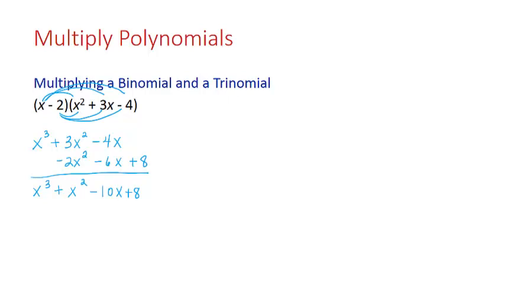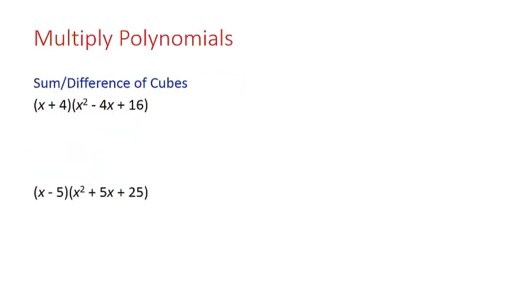Now let me show you how this extends to some special products, specifically the sum and difference of cubes. Now you don't know that's what it's called until you see the result of this particular expression. So if we have x plus 4 times x squared minus 4x plus 16, we're going to distribute x times x squared to get x cubed. X times negative 4x is negative 4x squared. Remember to add your exponents on the x's. X times 16 is plus 16x.